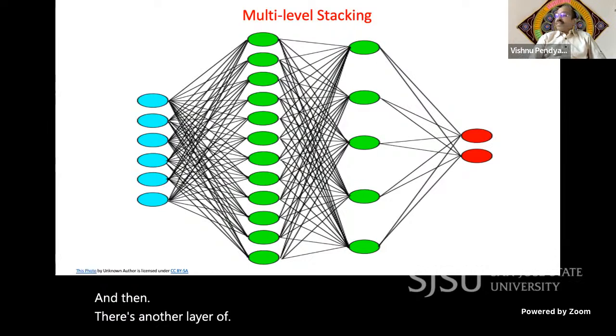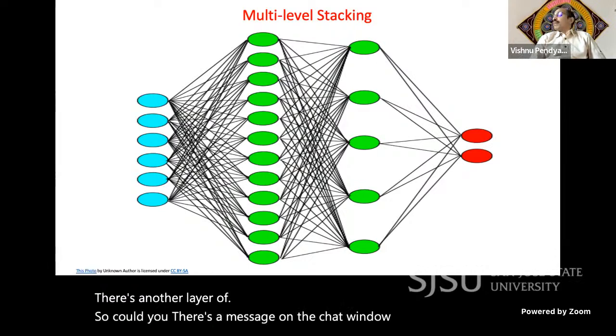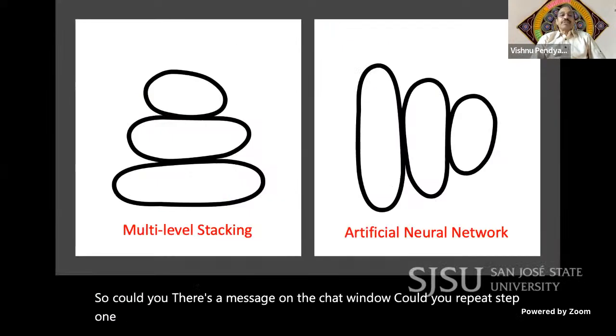So there's a message on the chat window. Could you repeat step 1 link to step 2?